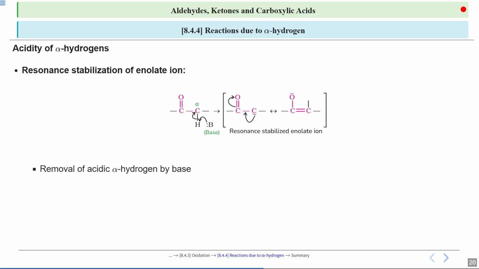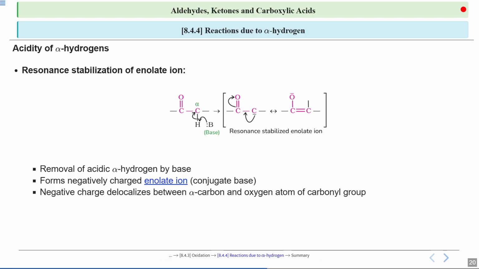Now, the removal of the acidic alpha hydrogen is done by a base, and this is the first step in forming the enolate ion. Removing the alpha hydrogen forms a negatively charged enolate ion, which is the conjugate base of the original compound. If this is the original compound, students, then what is a conjugate base? When this acid donates its H plus, it forms a conjugate base. So this negatively charged enolate ion is the conjugate base of the original compound.